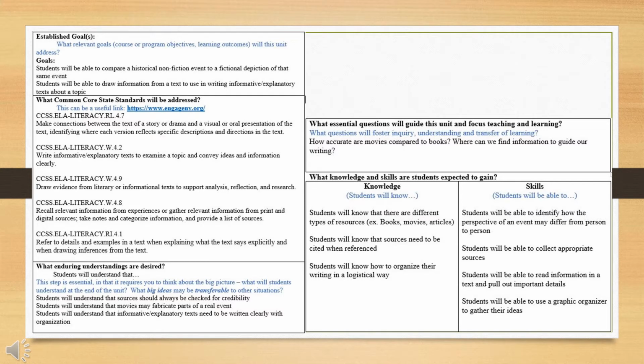This is what my unit foundation looked like, and my two goals for the students were: students will be able to compare a historical nonfiction event to a fictional depiction of that same event, and students will be able to draw information from a text to use in writing informative and explanatory texts about a topic. This unit foundation is something that I found myself referring back to a lot while completing assignments throughout the semester. The enduring understandings allowed me to make sure I was hitting what I wanted to in my lessons and assessments. Even though this was the first project we completed, it was the one I referred back to the most.